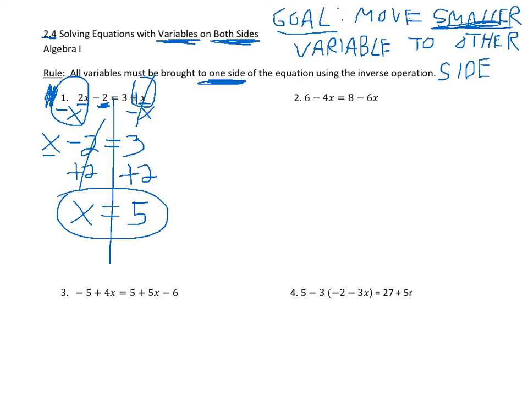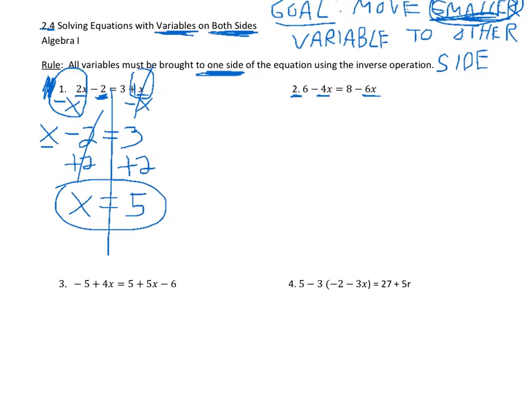Okay? Number 2, I want you guys to do this right now so you can pause the video. You see you have negative 4x and you have negative 6x. So you're asking yourself, which one is this smaller variable? That's your first step. You want to move that to the other side. So do number 2 right now. So pause the video.